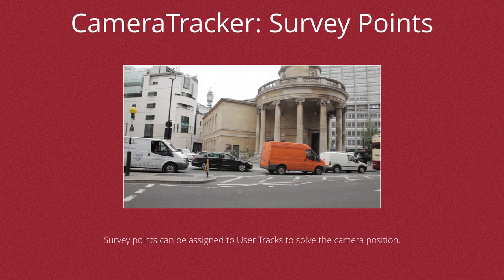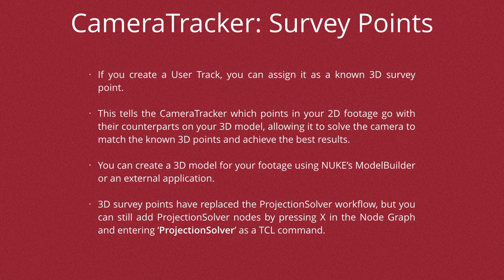Hello, this is Matt Leonard for The Foundry, and in this video we're going to be looking at assigning 3D survey points to the new camera tracker in Nuke 8. Now the way this works is you create user tracks, and they can be assigned to known 3D survey points. That can either be survey data such as a LiDAR scan or something like a 3D model if you have that of the location. This then tells the camera tracker which points in your 2D footage go with their counterparts on your 3D model, allowing it to solve the camera to match the known 3D point and achieve the best result.